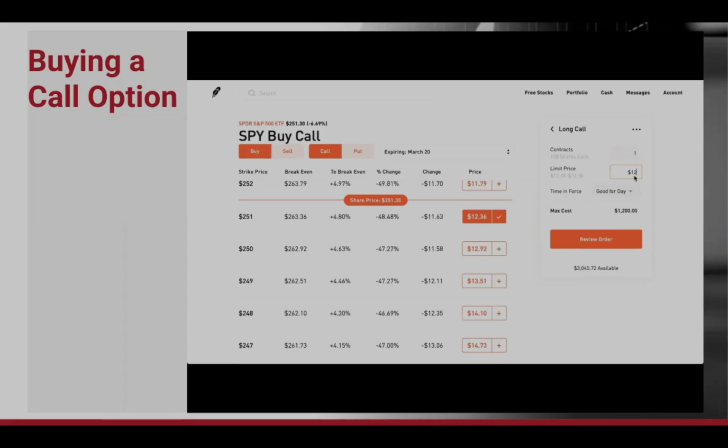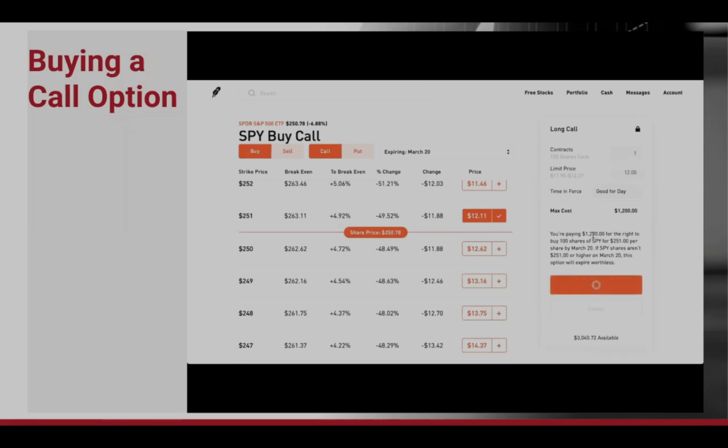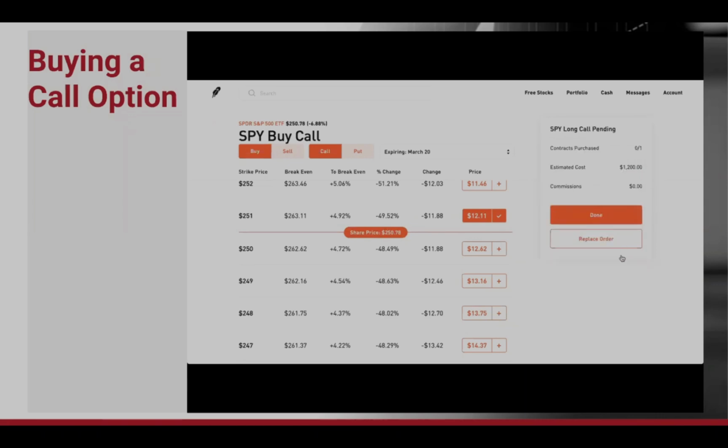As you can see, it already popped $36 while we were sitting here watching it. So we're going to review the order. Once we review the order and submit, you're paying $1,200 for the right to buy 100 shares. And as you can see, it's done. And all we have to do now is just wait and see if that option takes. All right. And that's how you place an option order.